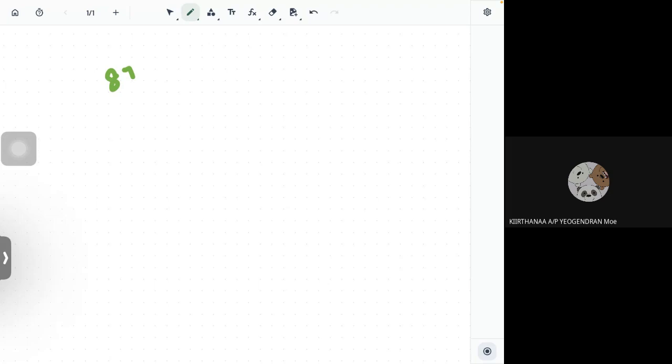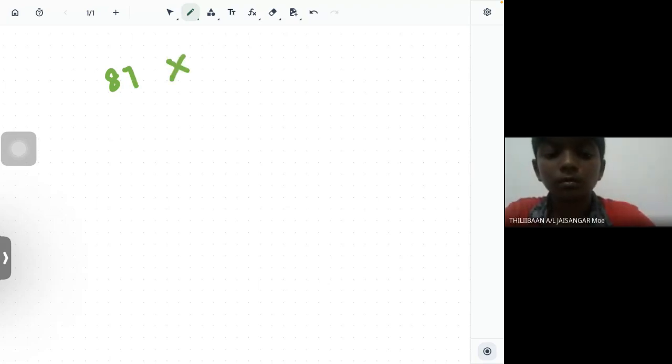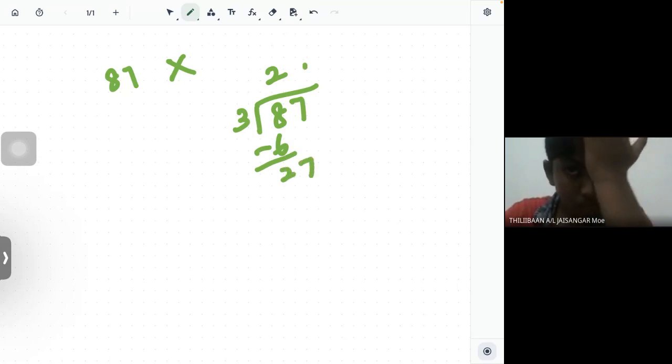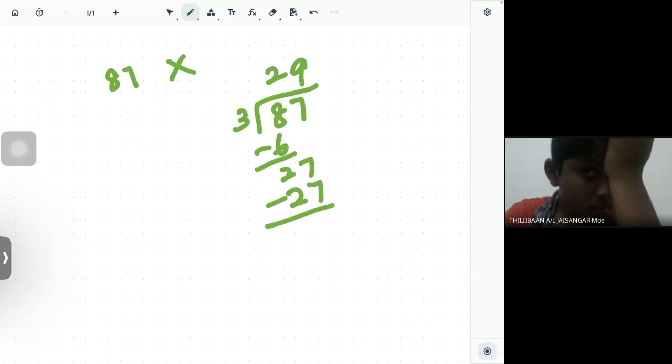No, sir. Okay, this is a prime number. So this one is not a prime number. How? Because it can be divisible by 3. When the number can be divided by other numbers, that means that is not a prime number.